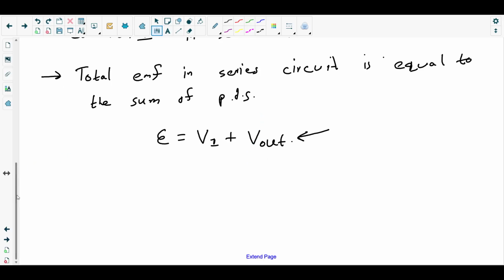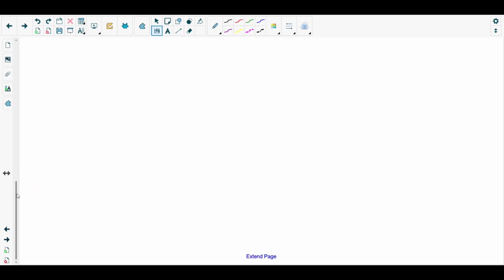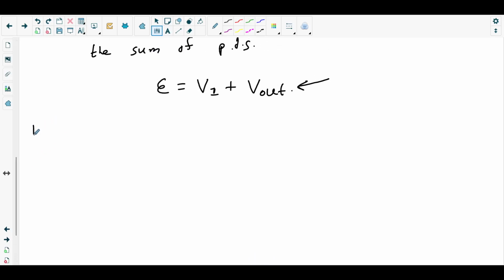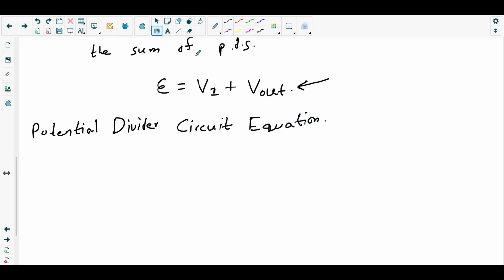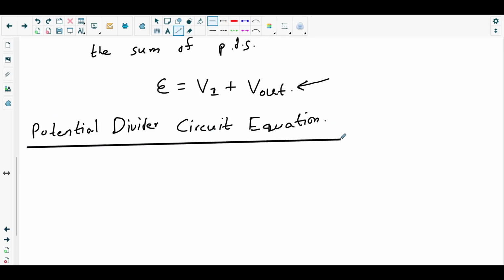Now if I go beyond, I'll show you the potential divider circuit equation, which is a must to know before we start discussing Thevenin's theorem. Okay, potential divider circuit equation. How the potential divider circuit equation has been derived, have a look.